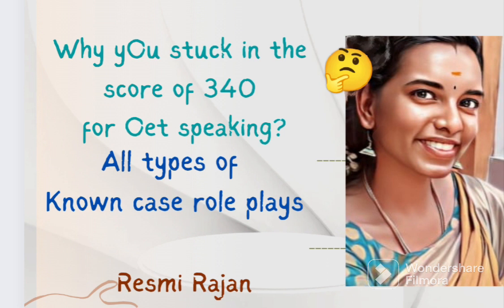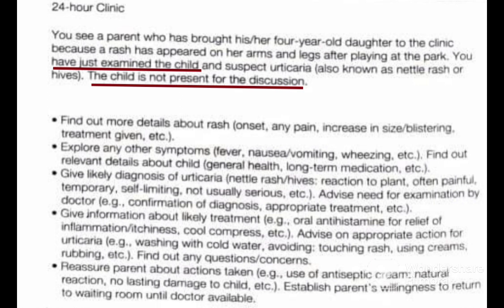So the first role play, you can see that it happens in a 24-hour clinic. This is the local clinic. The scenario between clinic, hospital, home and aged care facility or nursing homes are totally different. First, you have to think about the setting. Okay, so this is the clinic. You see a parent who has brought his or her 4-year-old daughter to the clinic because a rash has appeared on her arms and legs after playing at the park.